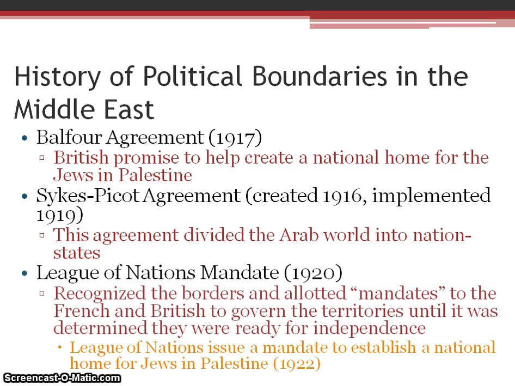Next, under the League of Nations, which is the international peacekeeping organization, they are going to grant what are called mandates, and these are just territories that are going to go under French and British rule until the French and British determine that that territory is ready for independence. And lastly, in 1922, the League of Nations is going to establish that national homeland for the Jews.